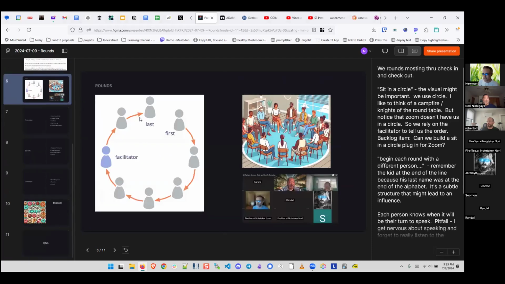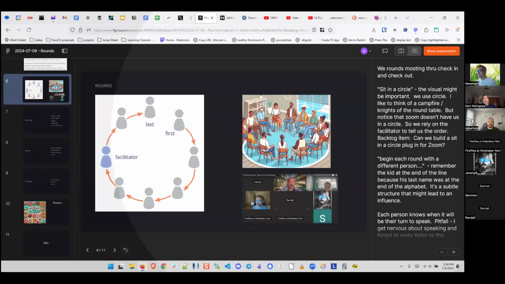And so this is the graphic that they give, and this is what they sort of expect, this over here. But of course, this is what we look like. We generally use rounds for a check-in and a check-out, but it also is for our consent-based decision making. So they talk about sitting in a circle, which we don't really do. We do this in Zoom.